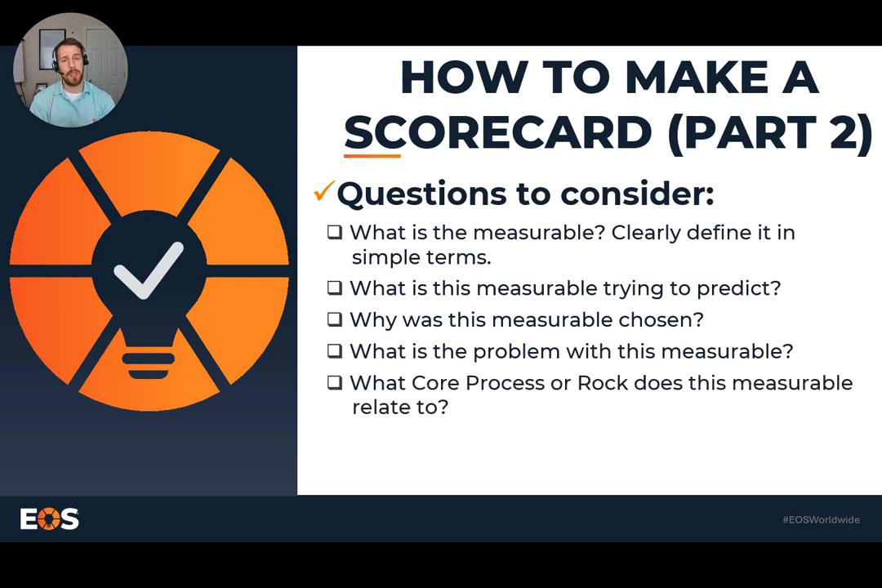Okay, and then another thing to think about is core process. Your business has 6 to 10 major core processes for how you do your business, how you run it. Think about how this measurable can line up. How can it create maximum alignment within one of those core processes? Or maybe there's a rock or some sort of 90-day priority that this measurable can align with.